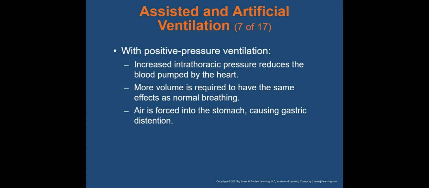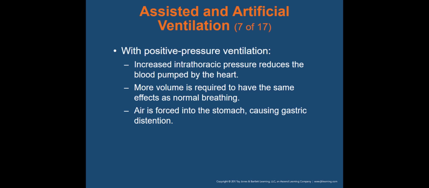More volume is required to have the same effect as normal breathing, which pushes the airway walls out of their normal anatomic shape. Air is forced into the stomach. That's an unfortunate event because gastric distension is caused, and then vomiting and then aspiration may follow afterwards. The EMT must regulate the rate and volume of artificial ventilations to help prevent the drop in cardiac output.